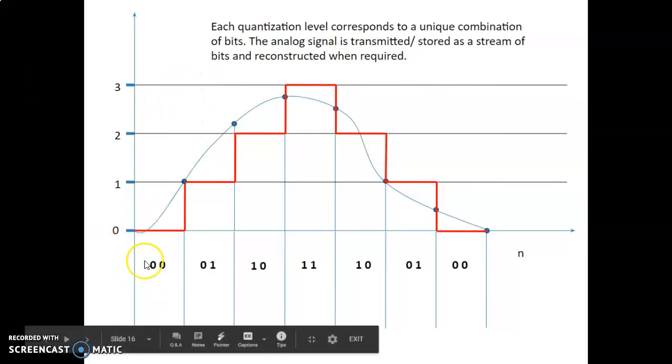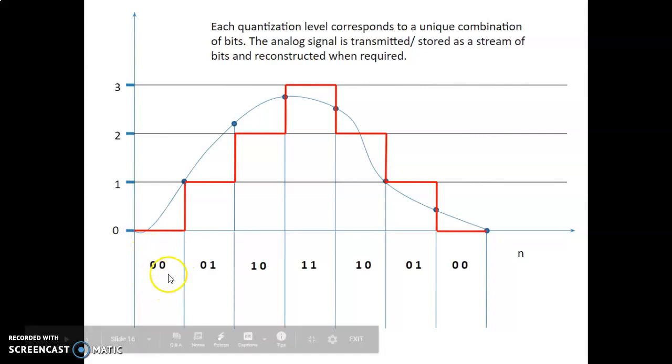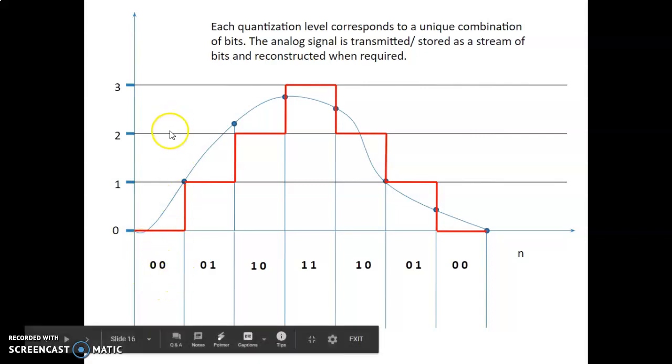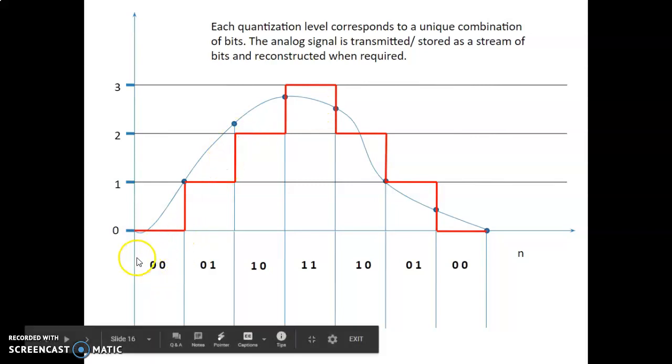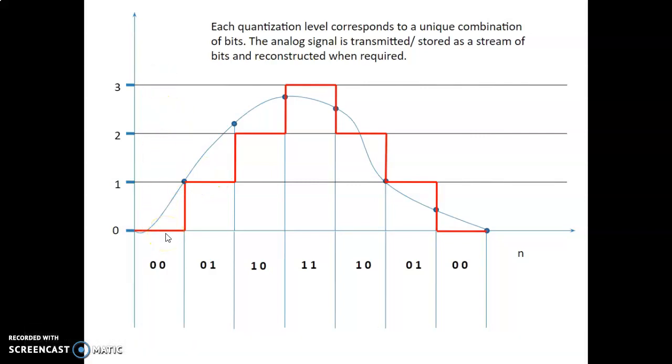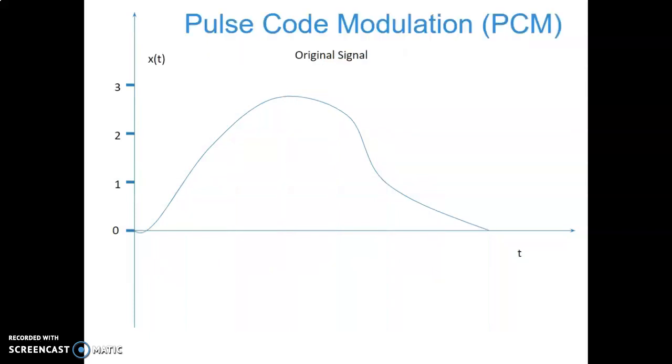Because of that, 2 raised to 2 is 4, so 4 levels can be identified with 2 bits. If it is 8 levels, then 2 raised to 3. If it is 16 levels, then accordingly the levels will get multiplied and the bit stream will be there. Number of bits per sample: what is this 00? 00 is called 2 bits per sample. 01, 2 bits per sample. So when you have 4 quantization levels, you will always have 2 bits per sample. When you have 8 quantization levels, 2 raised to 3 is 8, which means you will have 3 bits per sample.